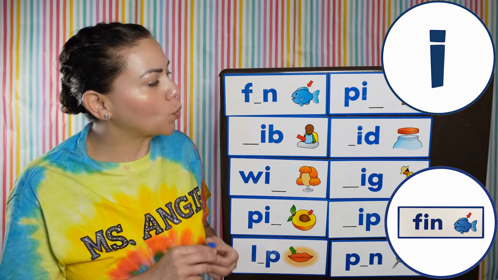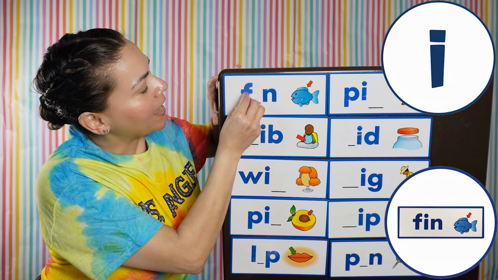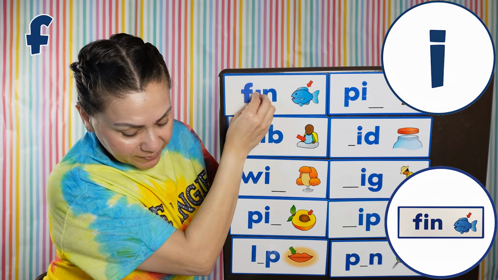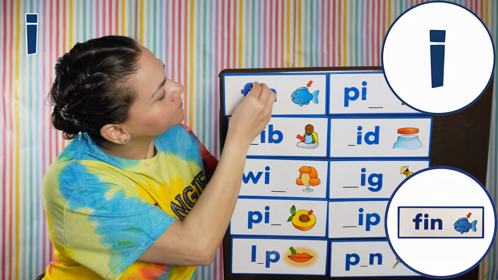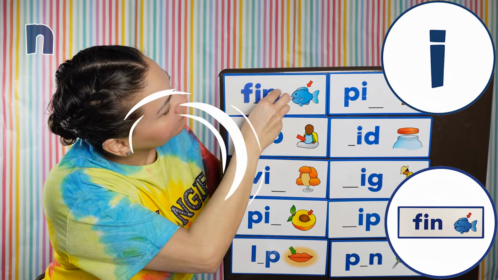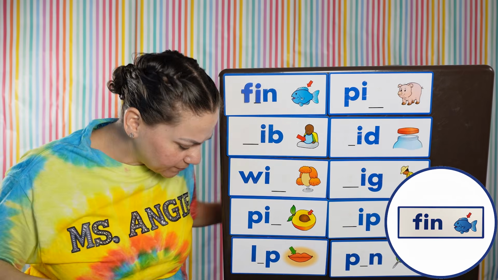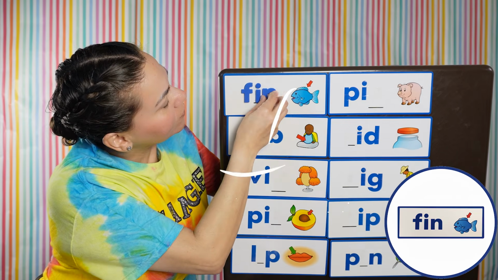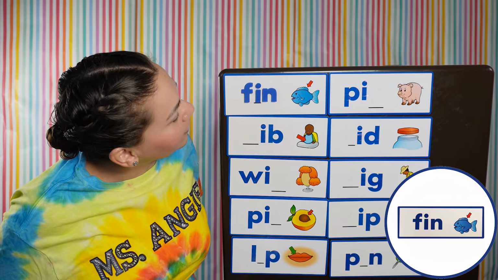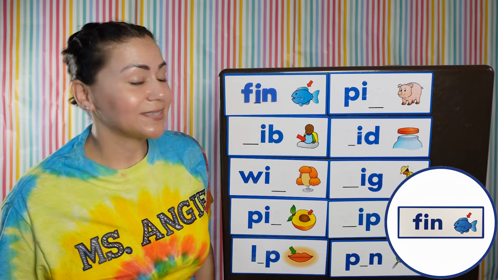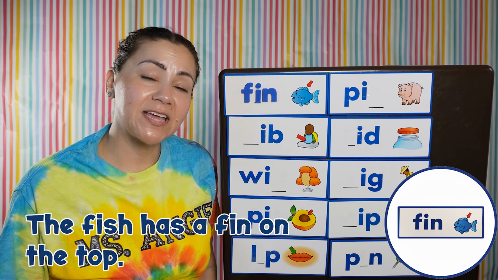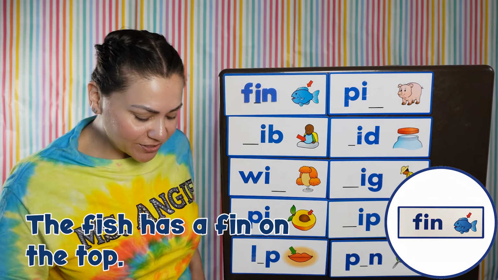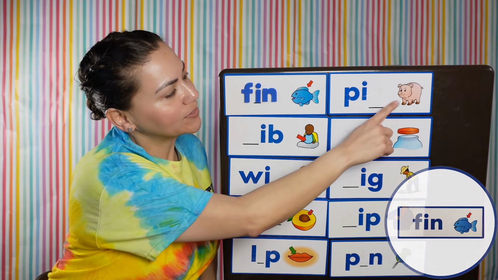Now let's spell the word fin and place the letters on the board. Fin is spelled F-I-N. Now let's make a sentence. Oops, that one fell down. Let's get it back. Let's make a sentence with the word fin. Can you say, the fish has a fin on the top? The fish has a fin on the top. Good job.